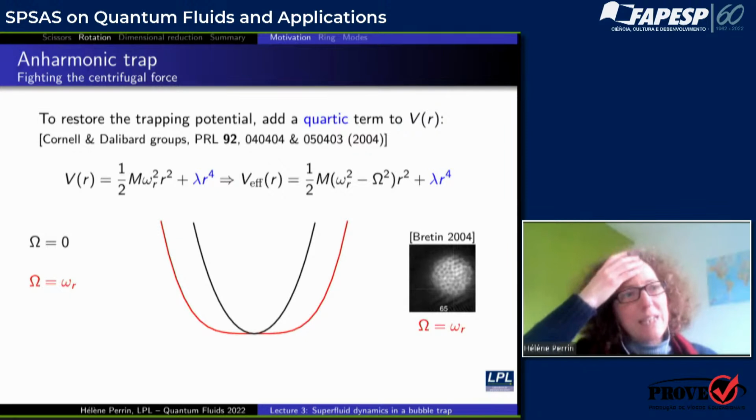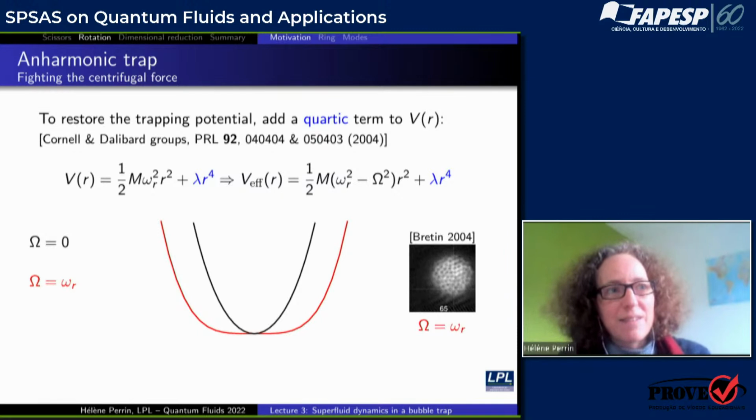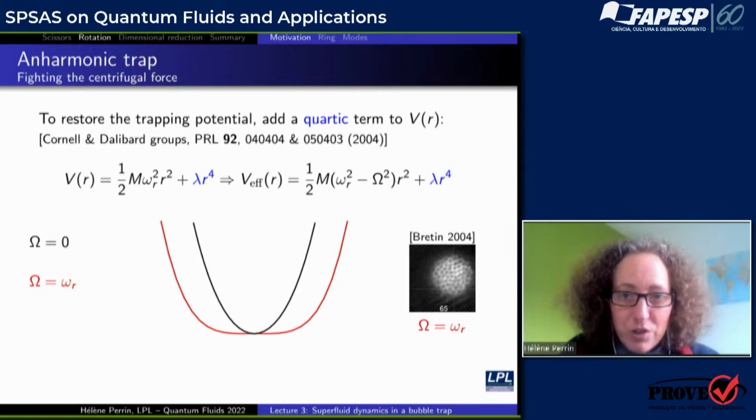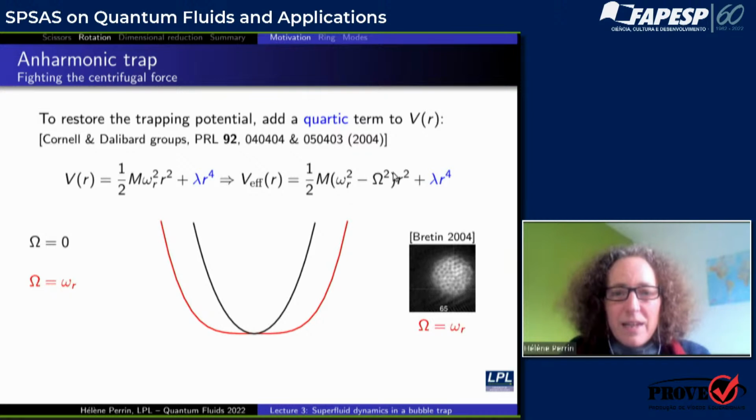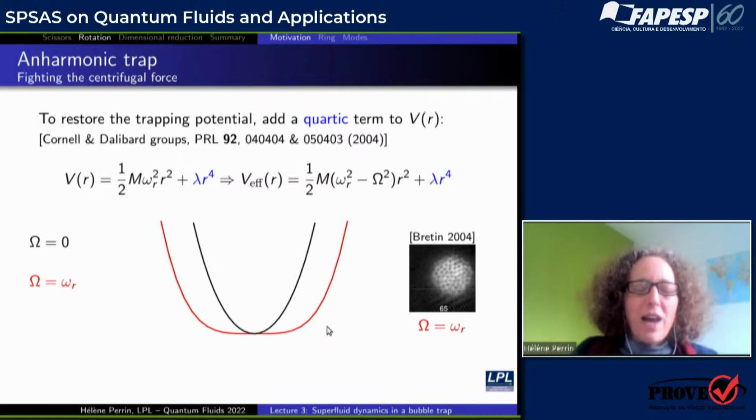So this is an issue because to address quantum Hall physics, you want to be rotating exactly at the trapping frequency. And one solution to this problem is to replace your initially harmonic potential by a harmonic plus quartic potential. So add some quartic term to the potential. If you do that, and imagine you rotate at the harmonic frequency, then you will cancel this term, but you will be left with this r to the fourth term, like this red curve here, which will prevent the atoms from flying away when you rotate fast.